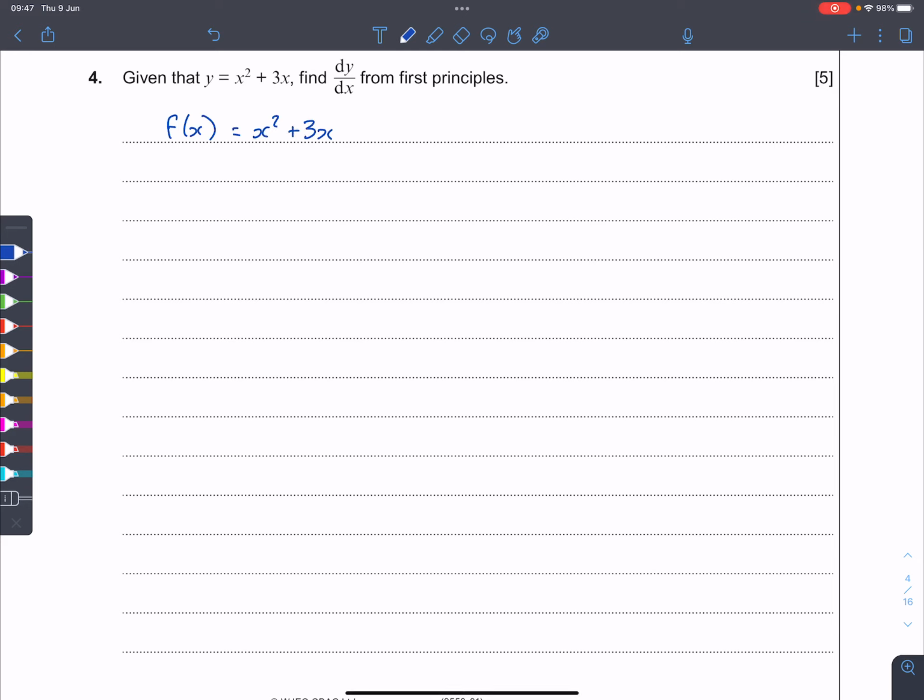plus 3x. Now, because I know how to differentiate, I should already know what the answer to this is going to be. It's going to be 2x plus 3. So you always keep that in mind when you're doing this, because you want to make sure that that is the answer that you get.